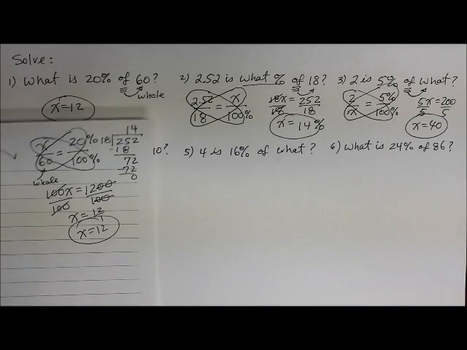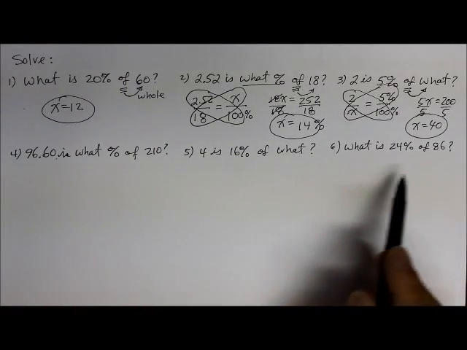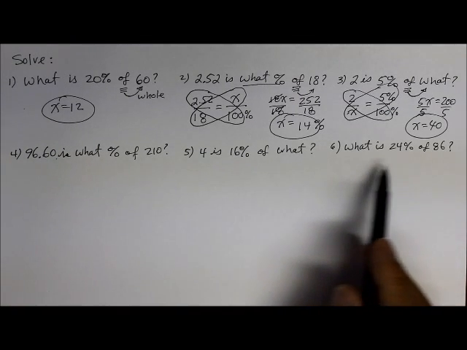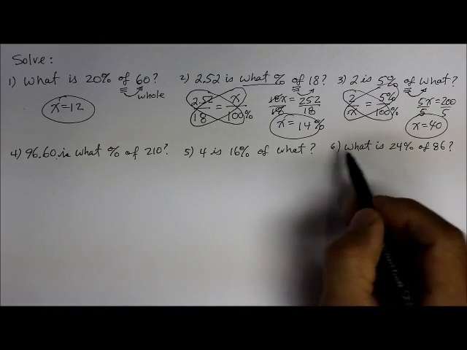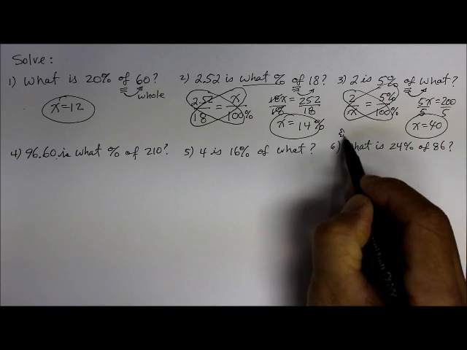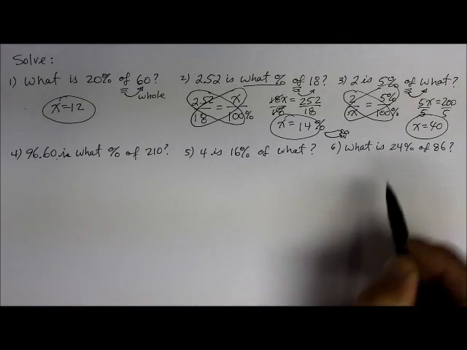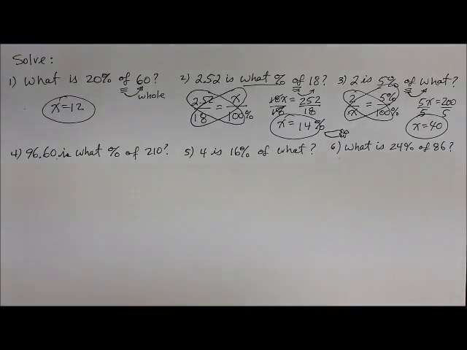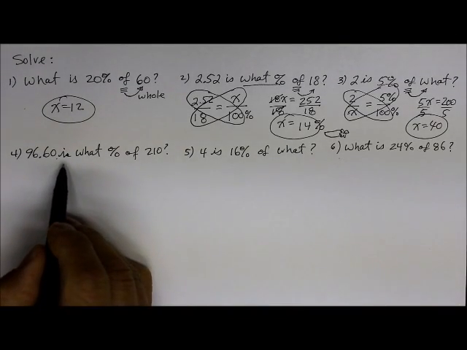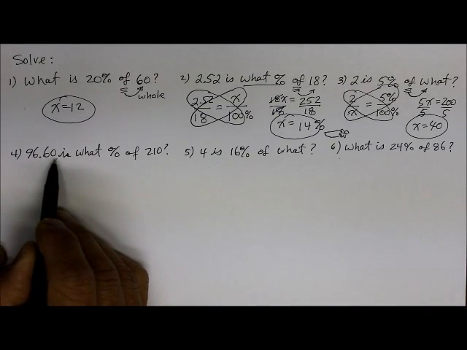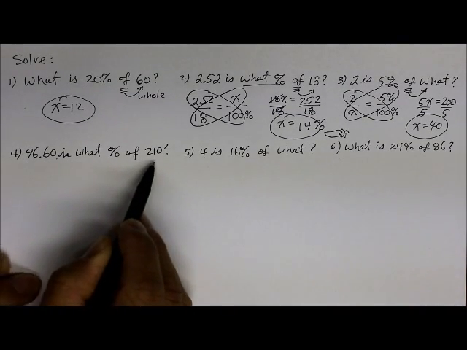So now, you try these three and see if you could set it up correctly. This one, number 6, is the spicy one. It's the chili pepper one. See if you can figure it out. Okay, sorry about the little chicken scratch here. It says 96.60 is what percent of 210?